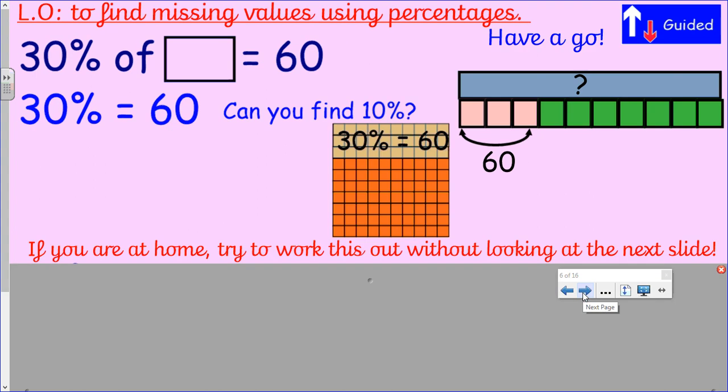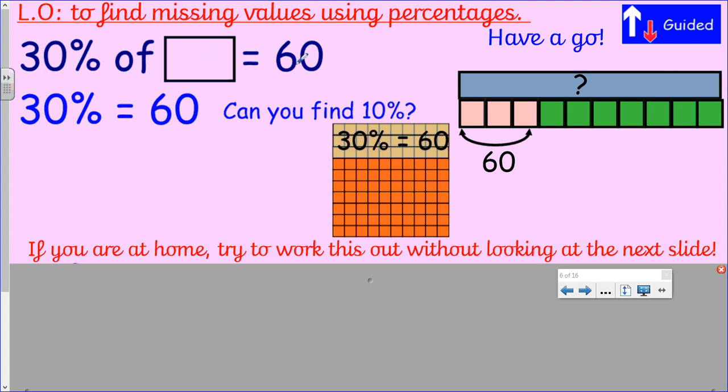Same thing, be honest with yourself. Have a go first before you look at the next slide, either on Purple Mash or on your paper pack. So this time, we've got 30% of something, a missing value, is 60.